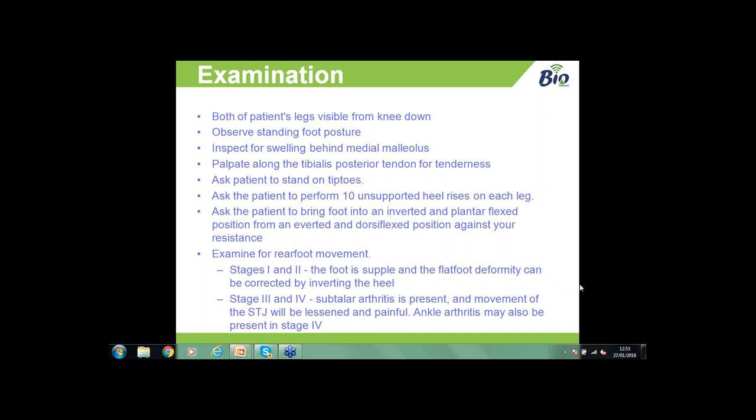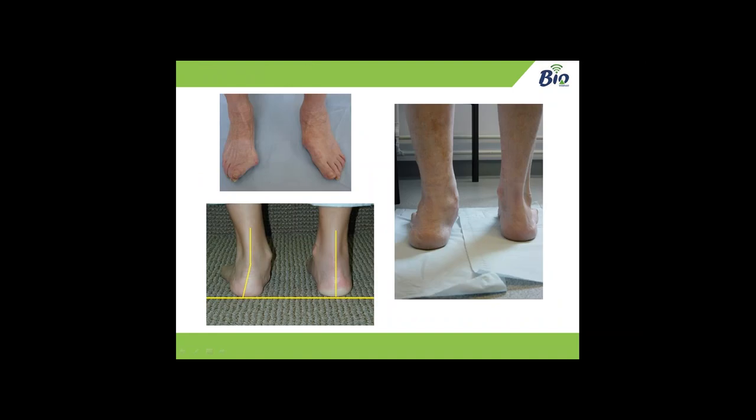Can't move my slide on now for some reason. Oh, there we go. Okay, so I've put a few images in there just so you can see what I'm talking about. In the bottom left picture, the right foot looks almost perpendicular to the ground. On the left, you can see the heel is in quite a valgus position, and you can see quite a lot of bulging around the talonavicular joint on the medial side. The same is true for the big picture on the right.